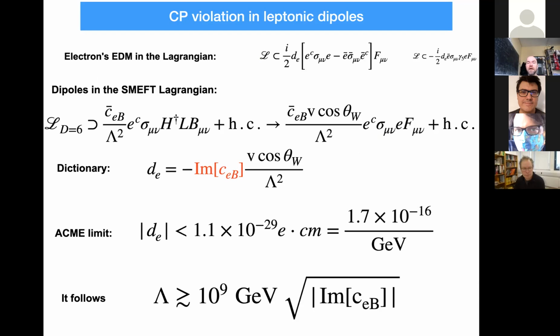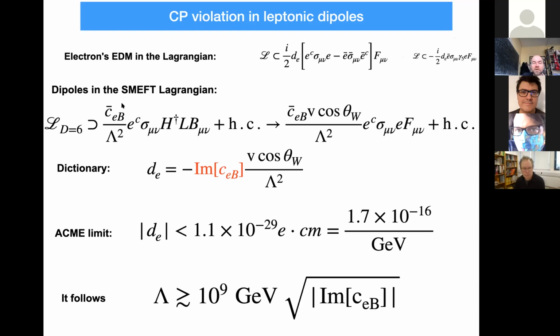For me, a dipole is a specific term in the Lagrangian. The electric dipole moment of the electron is this interaction written in the two-component formalism, and it's the same as in the Dirac formalism, where you just have gamma 5 in between the fermions. This is a particular interaction term, and this is the correct normalization, exactly what you call the electric dipole moment, d_E.